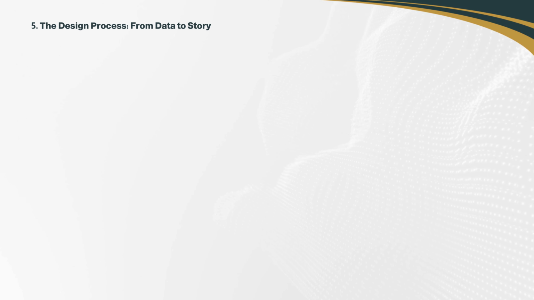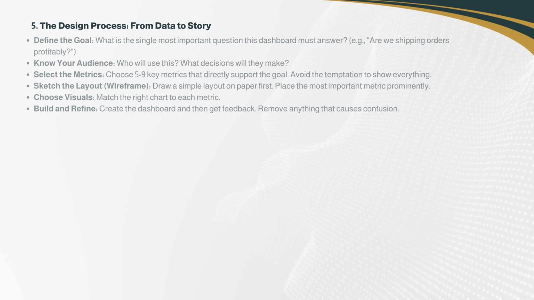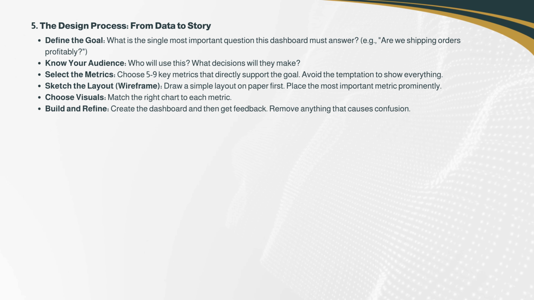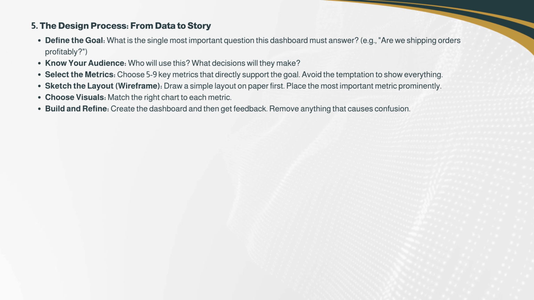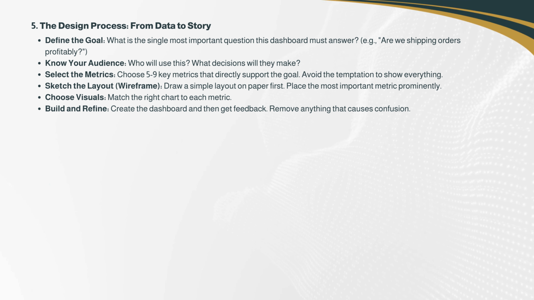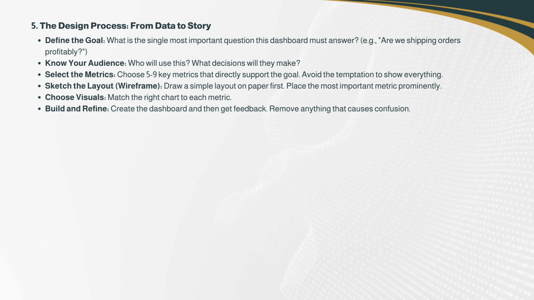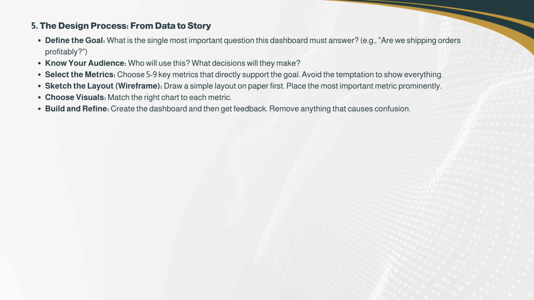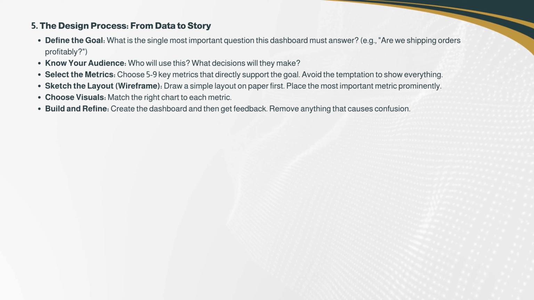5. The design process. From data to story. Define the goal. What is the single most important question this dashboard must answer? E.g., are we shipping orders profitably? Know your audience. Who will use this? What decisions will they make? Select the metrics. Choose 5 to 9 key metrics that directly support the goal. Avoid the temptation to show everything.